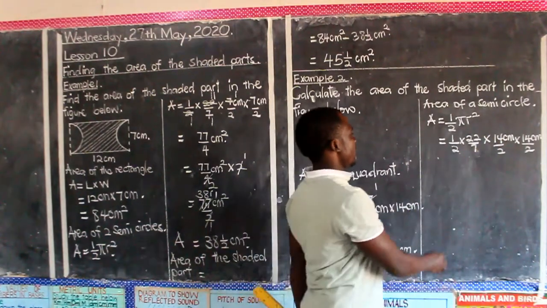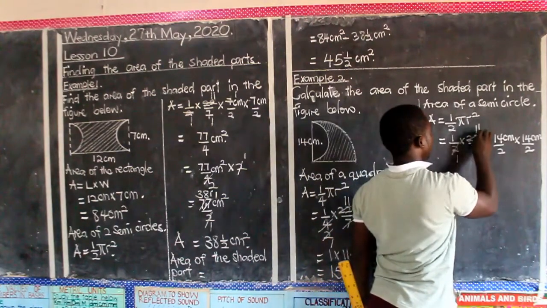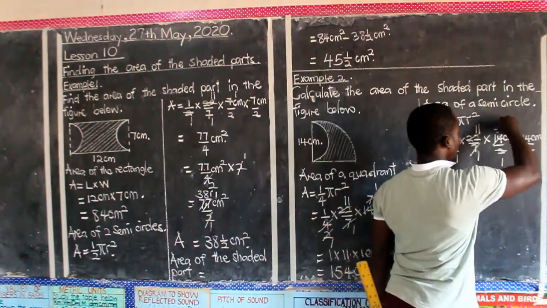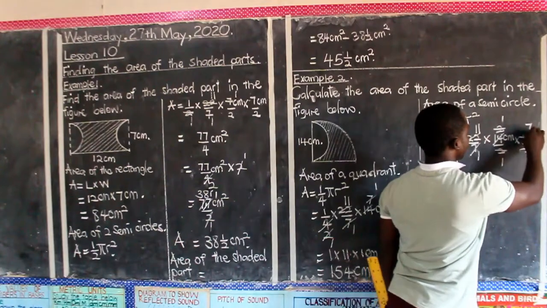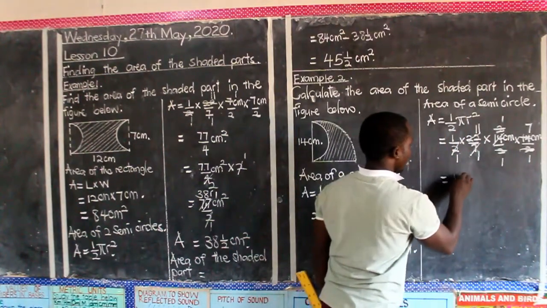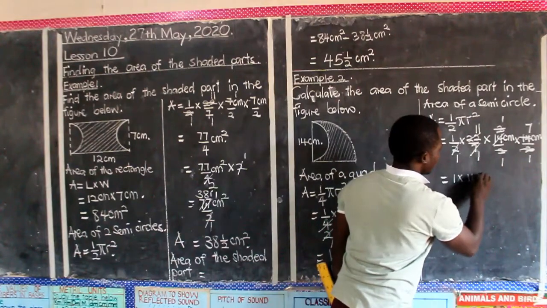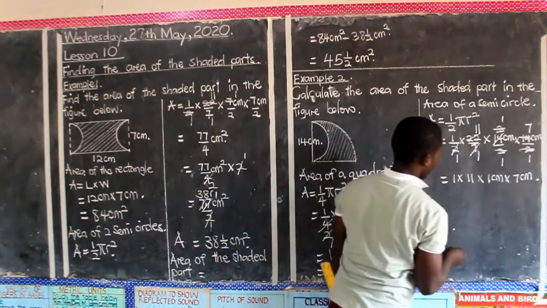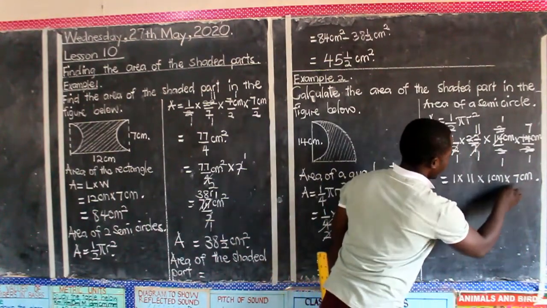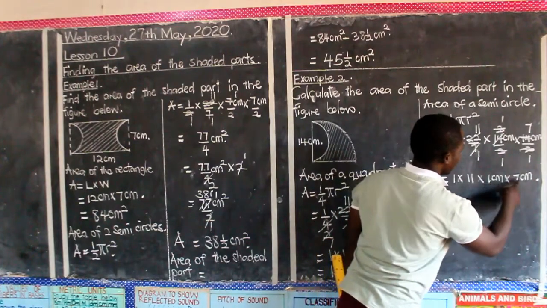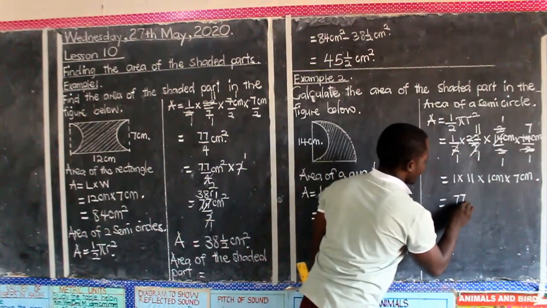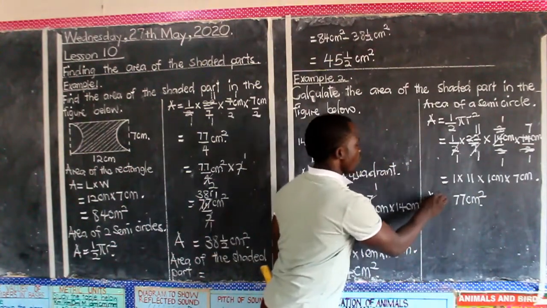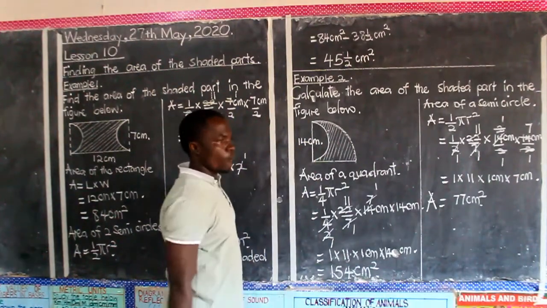The moment you divide the diameter by 2, you get the radius. Okay? Let's simplify. By 2 once, by 2, 11. By 7 once, by 7, 2. By 2 once, by 2 once. By 2 once, by 2, 7. So here we shall have 1 times 11 times 1 centimeter times 7 centimeters. When we multiply all this, we get 77 square centimeters as the area of the semicircle.